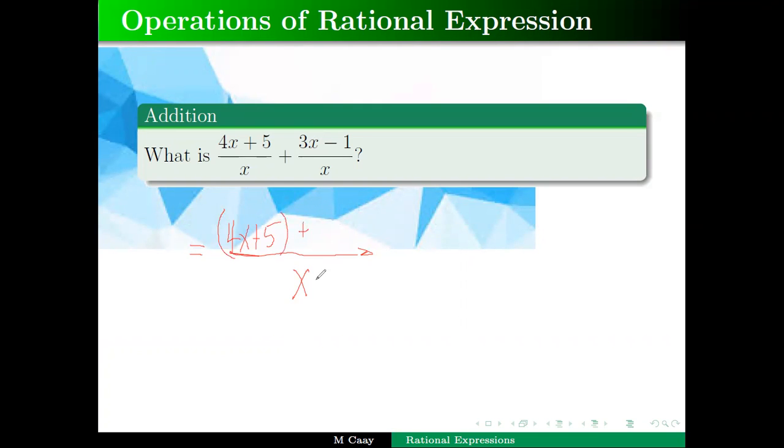And if you divide x by the second denominator, you'll get 1, and you multiply that with the corresponding numerator, you'll just get 3x minus 1. Therefore, if you do the sum here, you'll get 7x plus 4 all over x. So this is now the final answer. Okay.